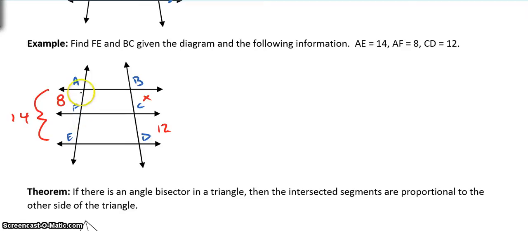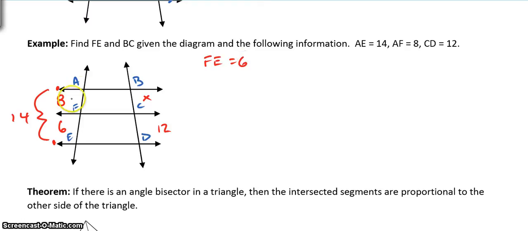Well, let's talk about FE. Now, it's saying the distance from A to E is 14. Well, if that's 8, that's 6. So now that we have that piece, we know FE is 6. We have a part of the problem done already. Now we can go into the rest of it.